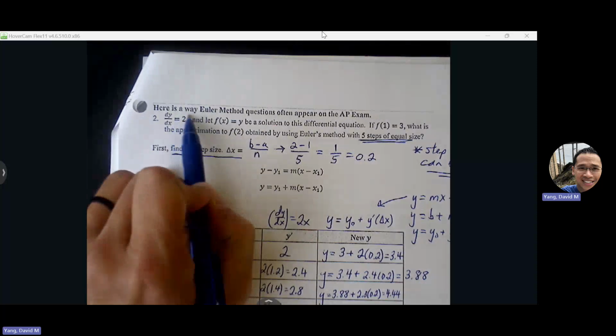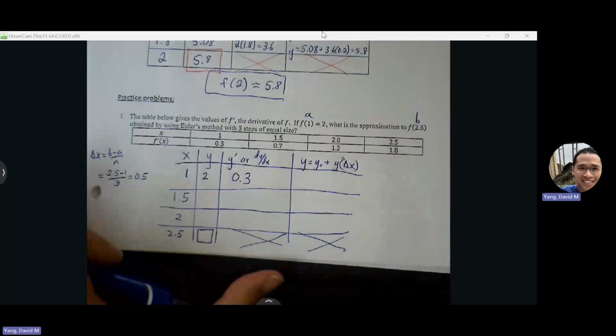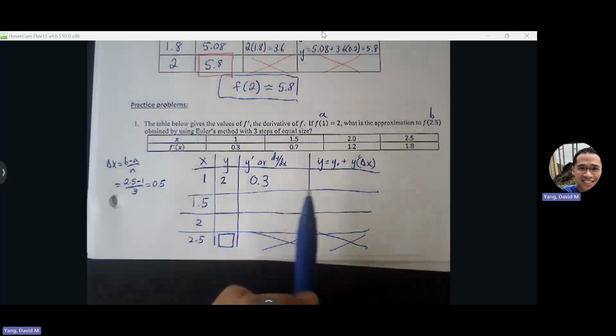So sometimes they may give you the differential equation. If they do, you have to go ahead and manually plug it in. If they give you a table of slope values, then you can just put that down without having to do calculations.